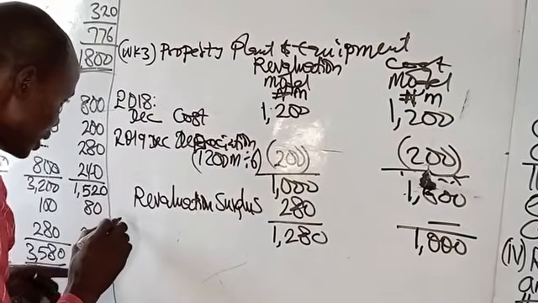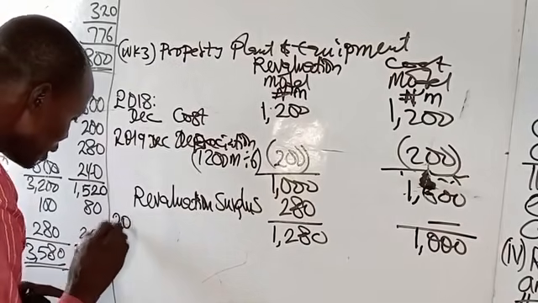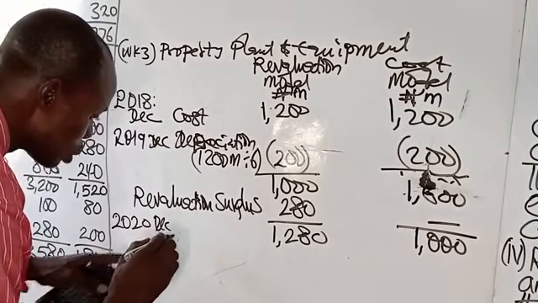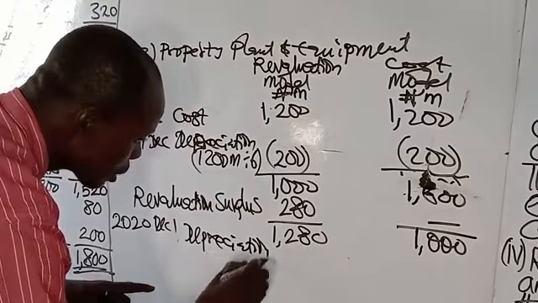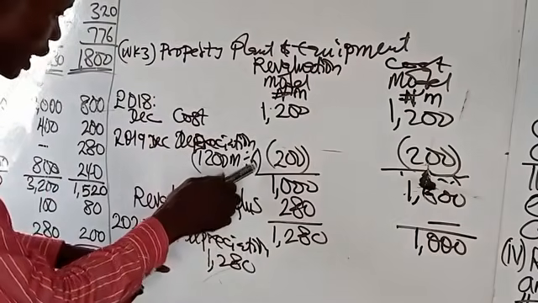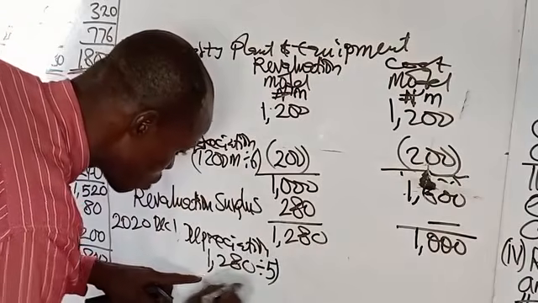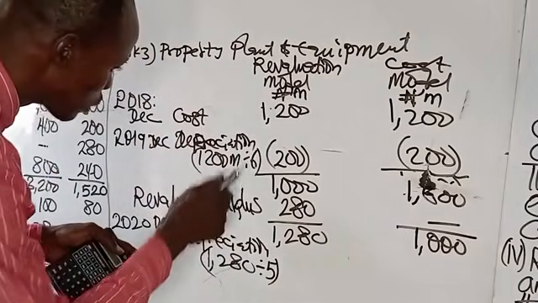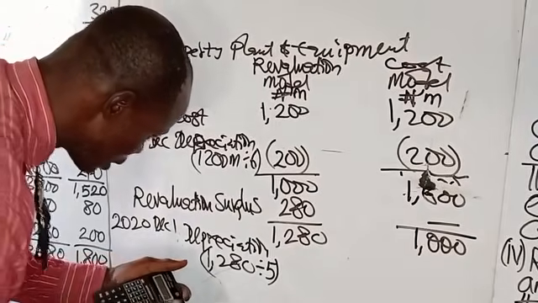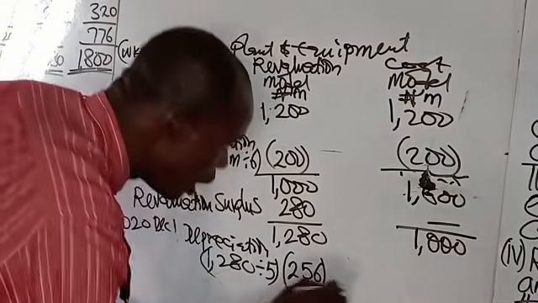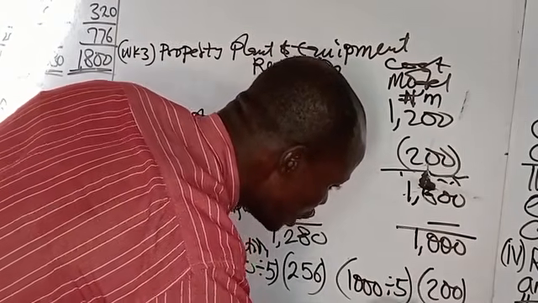At the end of the year now, December 2020, we are going to recognize depreciation. On the 1,280, remember, the useful life was estimated to be 6 years. Out of 6 years, 1 year has expired, so the unexpired life will now be 5 years. So you'll be having 1,280 divided by 5, which is 256. But under the cost model, you still have 1 million divided by 5, which will still be 200. That will be charged as depreciation.